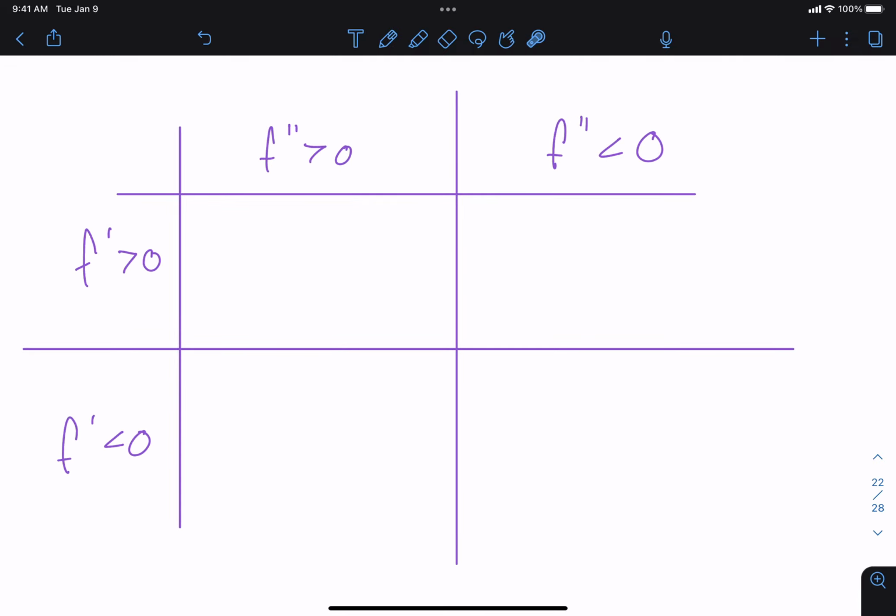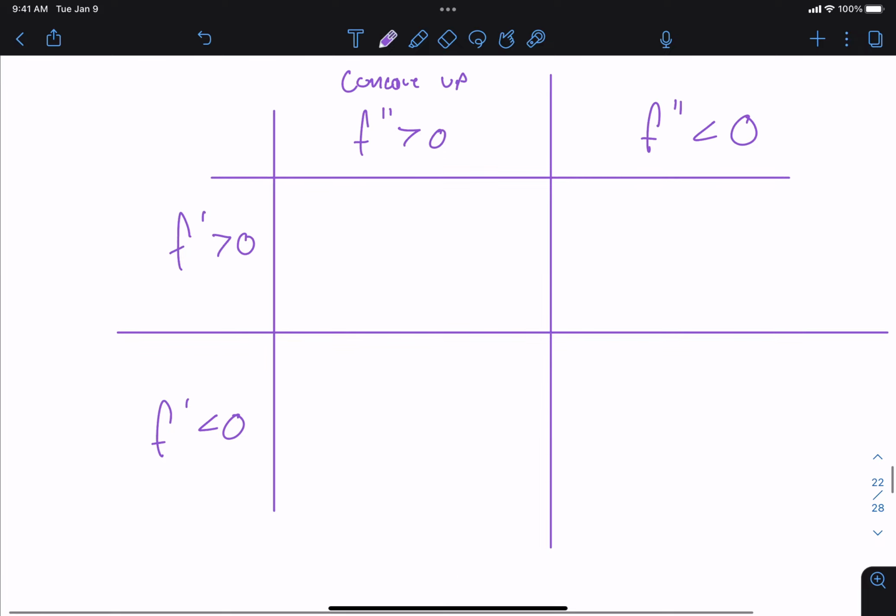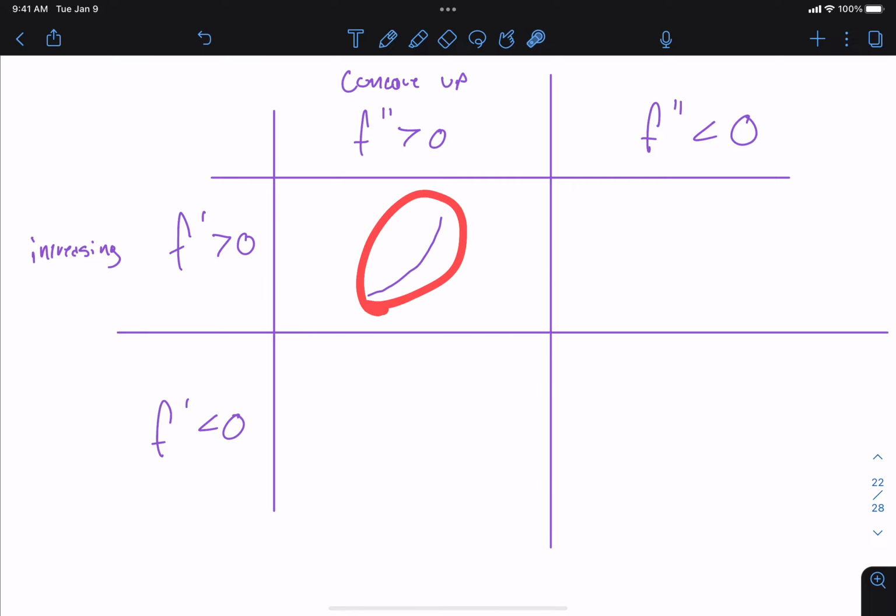So first of all, we have f double prime positive. So that tells us that we are concave up. Okay, concave up. And f prime larger than 0 tells us that the function is increasing. So I want to draw a picture of something which is going up from left to right, but also is kind of bending upwards, okay, from left to right. So that picture would look maybe something like this, okay? Something like this would be concave up and increasing as we move from left to right.